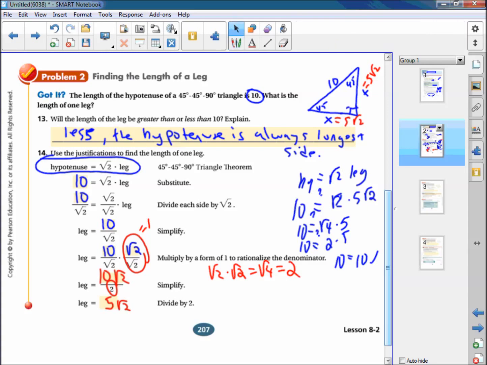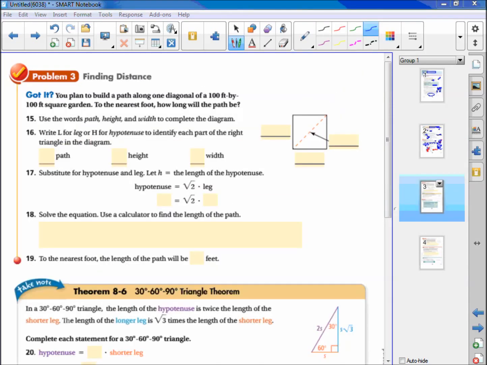All right, so we need to be able to go backwards from the hypotenuse to the legs. Problem number 3, finding distance. One more practice on our special 45, 45, 90 triangle. You plan to build a path along one diagonal of a 100-foot by 100-foot square garden. To the nearest foot, how long will the path be? For number 15, use the words path, height, and width to complete the diagram. So this is our path, the dotted line through the middle for our diagonal.